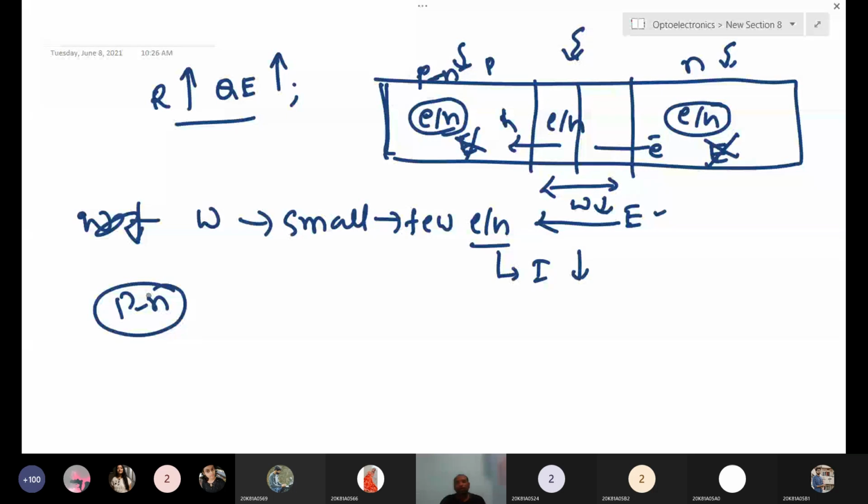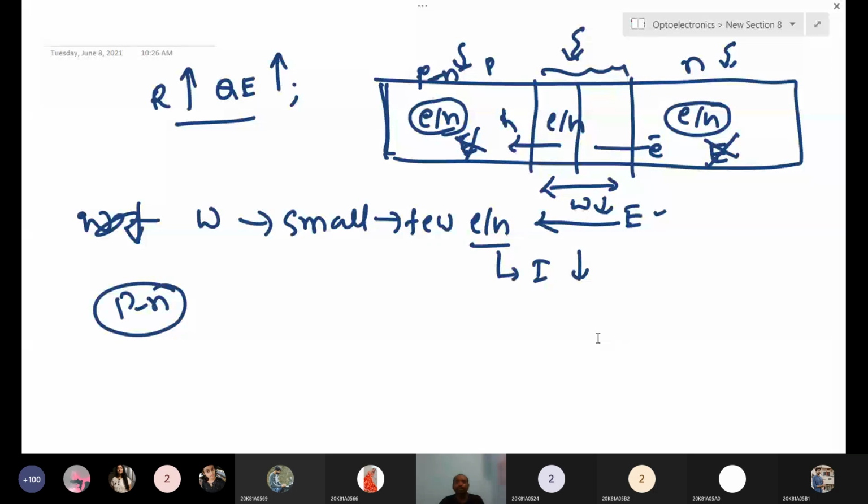So our active area is only the depletion region. That means whatever electron holes are generated in the depletion region are the only ones useful for the current. We can create only a small number of electron holes, and fewer electron holes means less current is produced. That is one drawback of this photodiode.